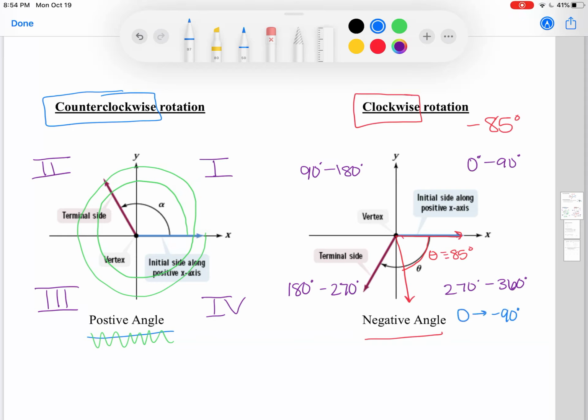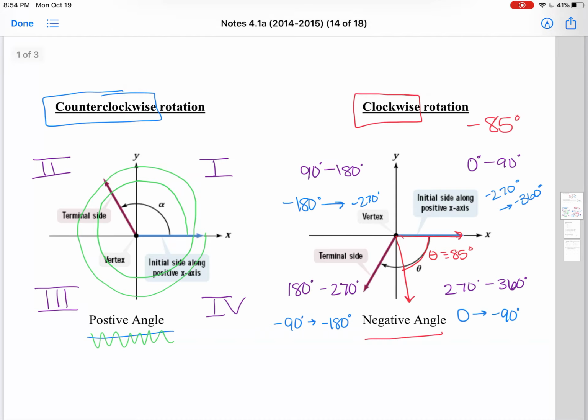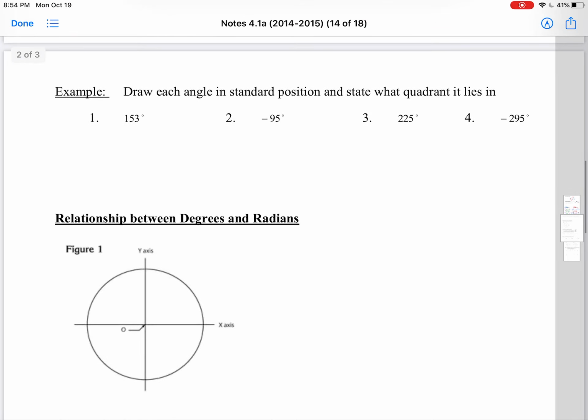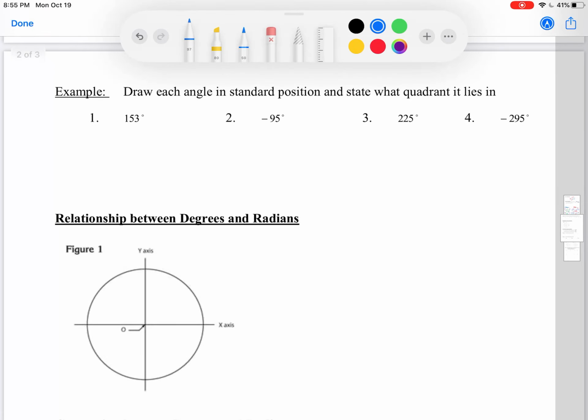Now, if I went negative angles, however, it's going to work backwards. So really, this quadrant's going to be 0 to negative 90 degrees, and then negative 90 degrees to negative 180 degrees, and so forth. Negative 180 degrees to negative 270 degrees, and then negative 270 degrees to negative 360 degrees. So it's the same thing, you're just working backwards. Okay, so let's get into some examples, just practicing and then graphing.